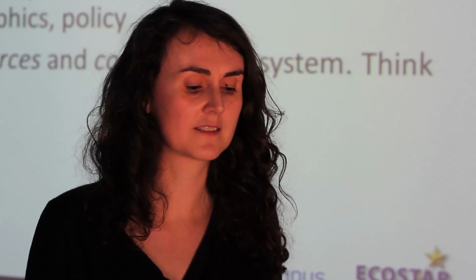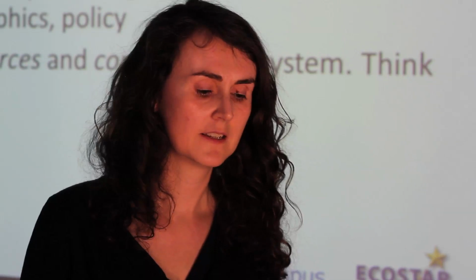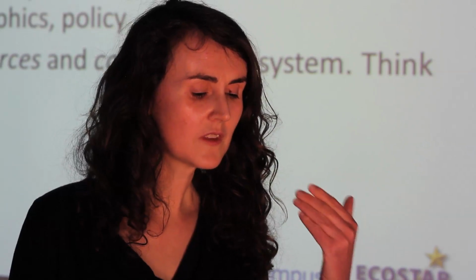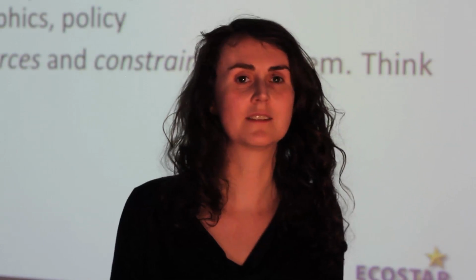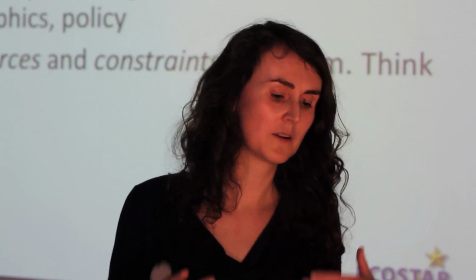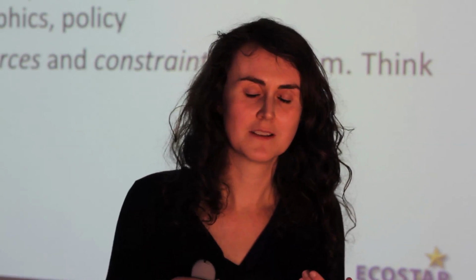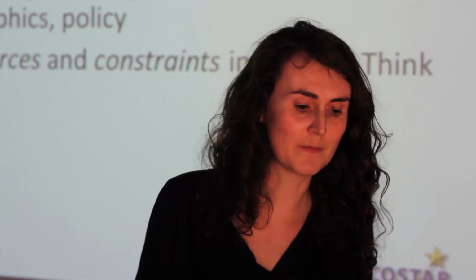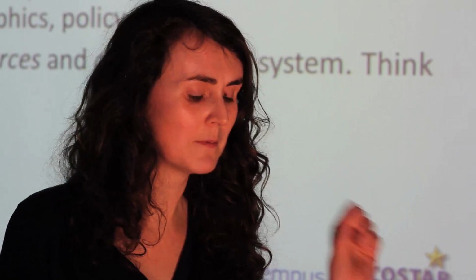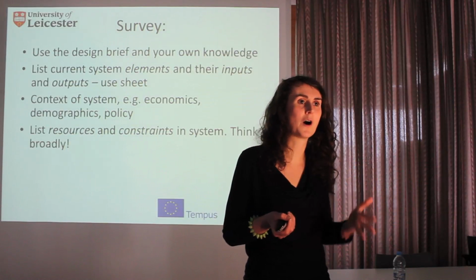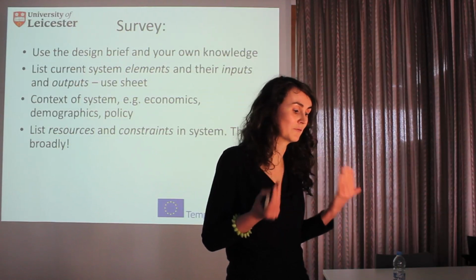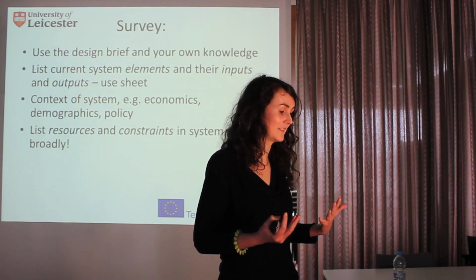So what I want you to first do, going through the surveying stage of your design, is to list the current system elements and their inputs and outputs. You'll have a sheet specifically designed for this, which will frame this for you. Elements can be anything in the system: factories, companies, farmland, the university, the river, anything that's there in the system.